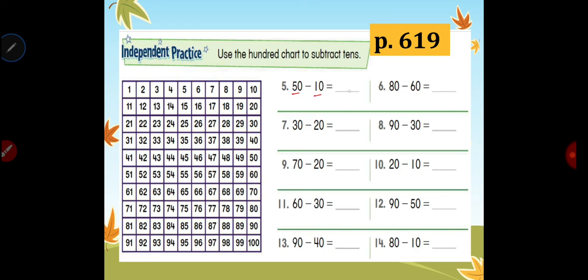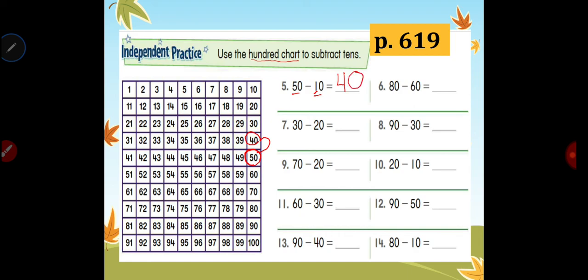We are going to use the 100 chart again to find the answer. So find 50. There, circle it. And how many times you will move up? 1. Because there is only 1 in 10. So go up 1. Very good. You can see 40. So the answer here is 40.